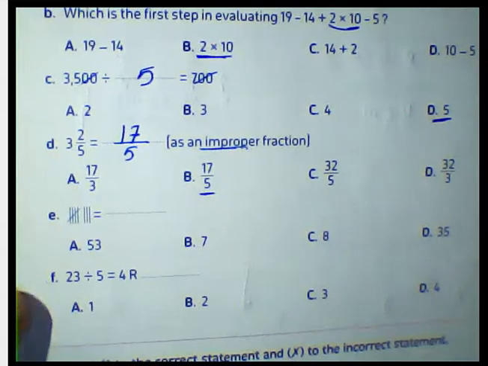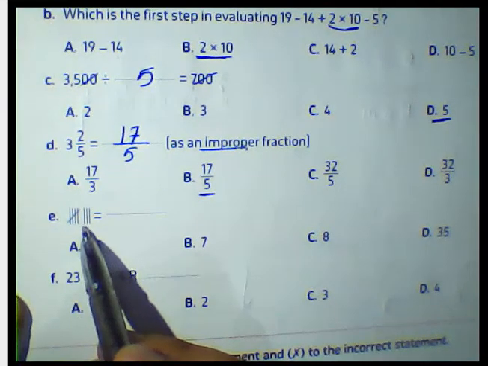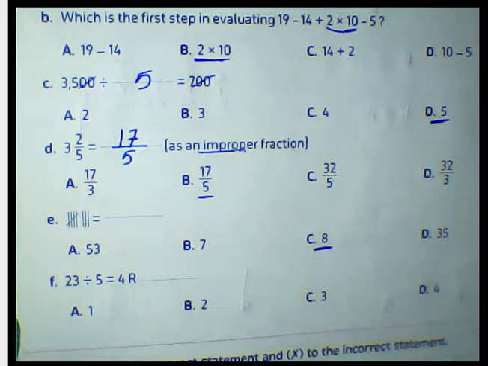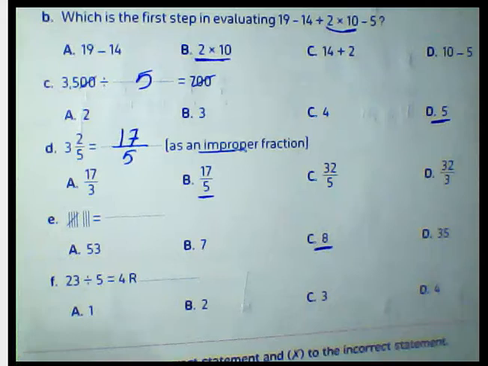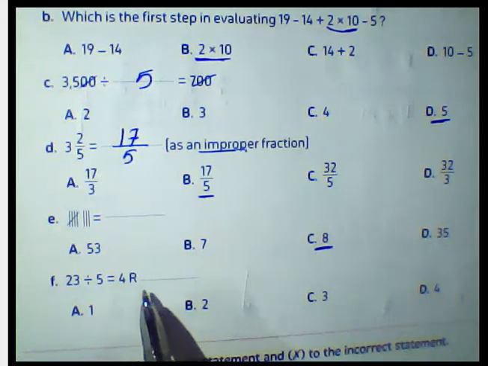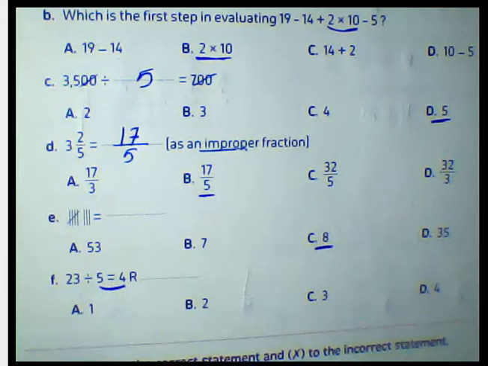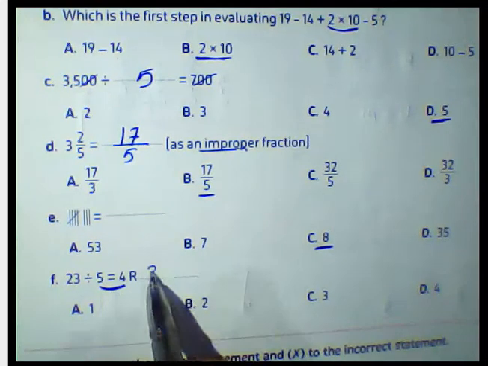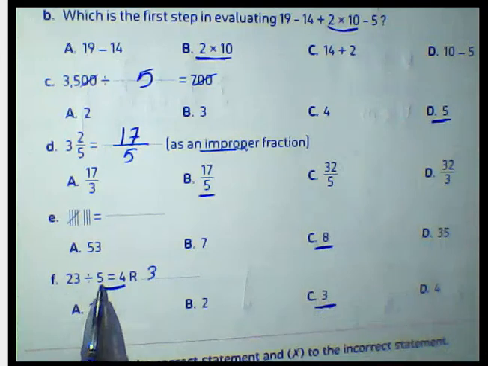Letter E: we have 1, 2, 3, 4, 5, 6, 7, 8. We must choose 8 here because we have 8 signs. Then, 23 divided by 5 equals 4 and the remainder is what? 4 times 5 equals 20, and the remainder is 3. So the remainder will be 3.